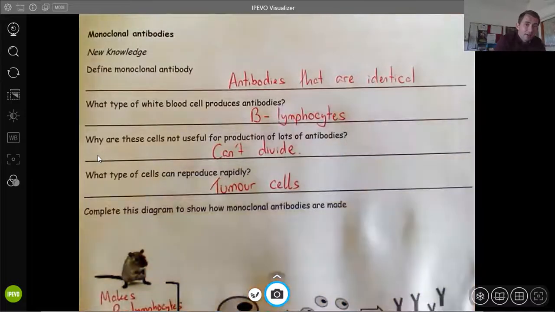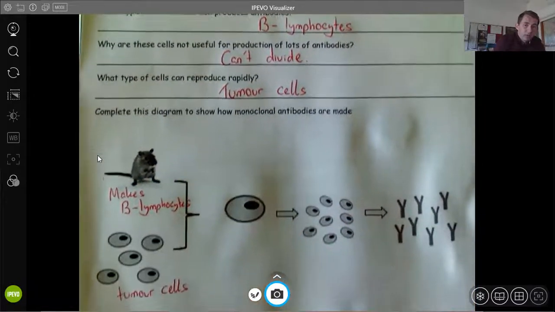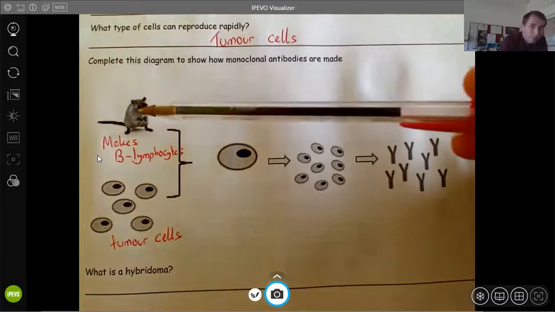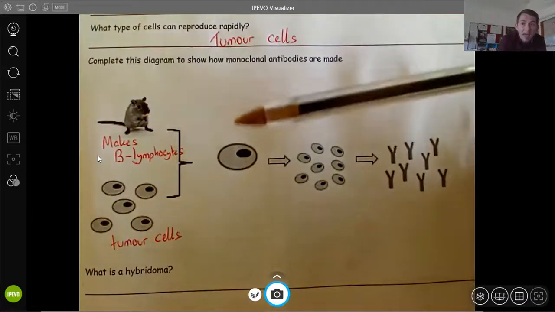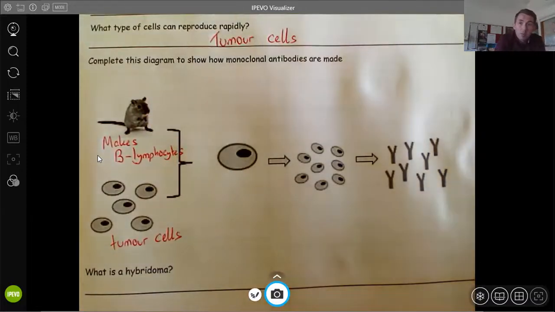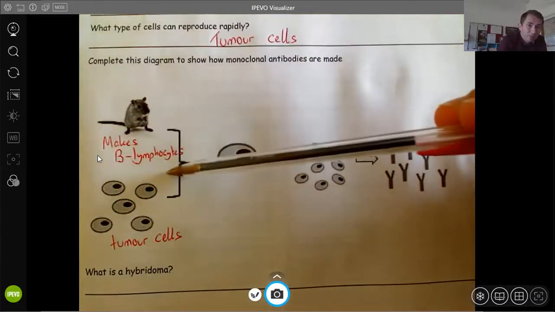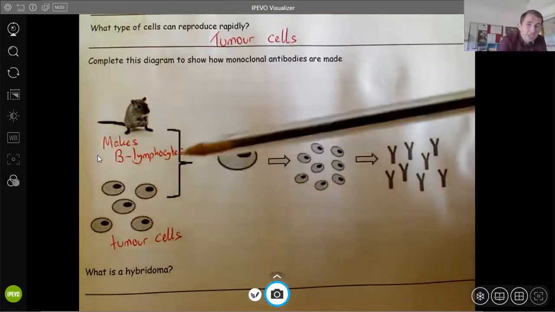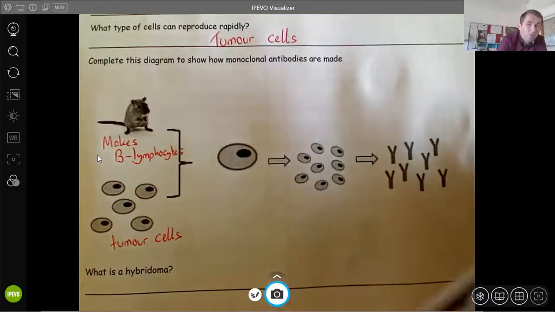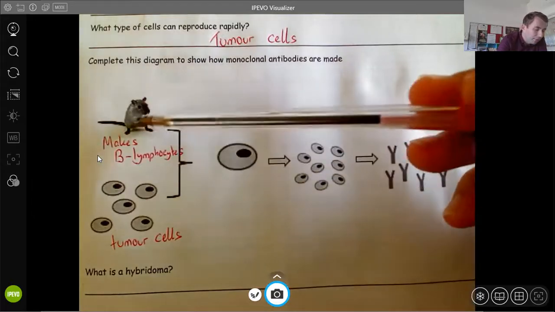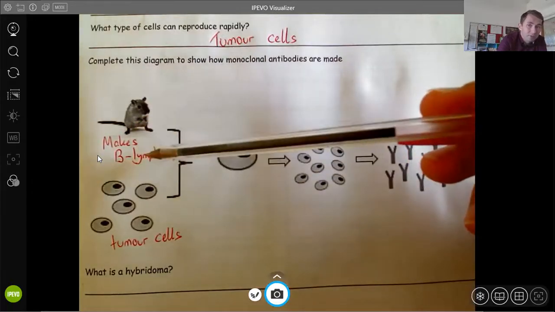And this is the diagram we're going to look at next. So here is your diagram. Now what I've done is we've got mice. Now mice are used because there's lots of them. Ethically, you could argue that's wrong, but for benefits of humans, we use mice. And what the mice do is they are good at making B lymphocytes. And what we do as humans is we inject the mouse with, for example, a virus or a bacteria that you want to produce antibodies for. Now the mouse will make lots of B lymphocytes.